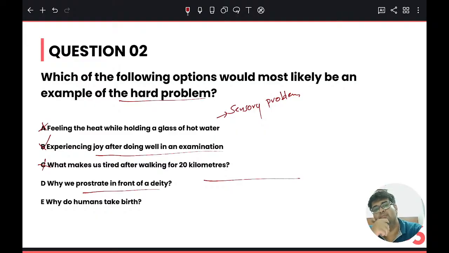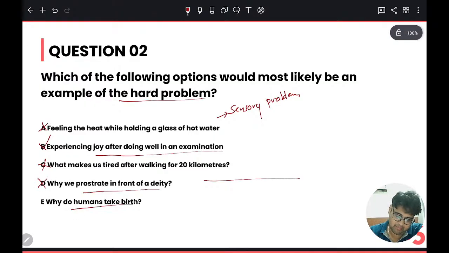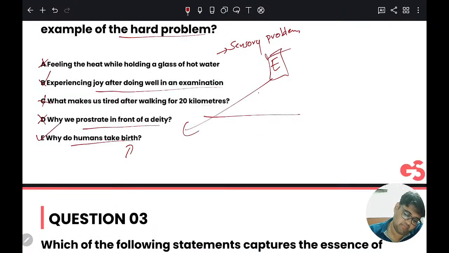Why we pray in front of a deity? That is also not a hard problem because many people pray for different things. Why do humans take birth? That is, of course, to enhance population. That is a hard problem. That is not sensory based. Like that's a thing of nature. So E would be most likely to be an example of a hard problem.